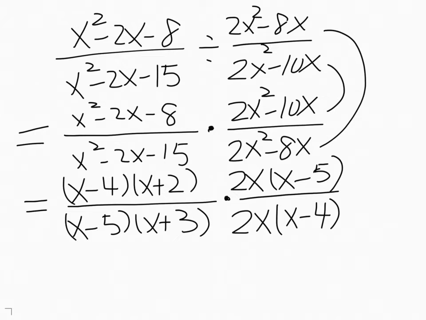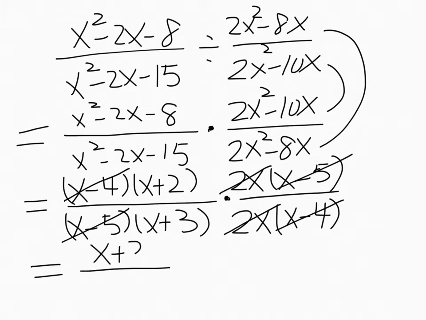At this step, I can go ahead and reduce if there's any common factors. So x minus 4, x minus 4, x minus 5, x minus 5, 2x over 2x. So these are all the common factors, the same top and bottom. So I can go ahead and reduce them. I am left with x plus 2 over x plus 3.